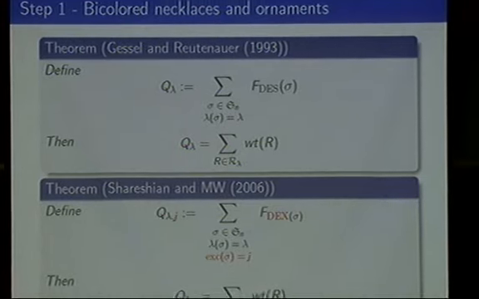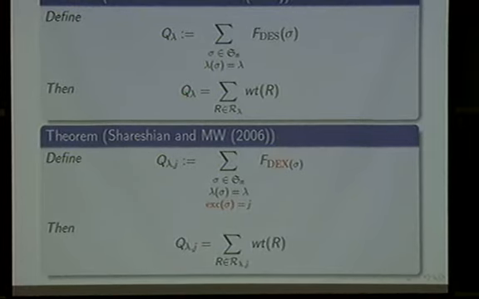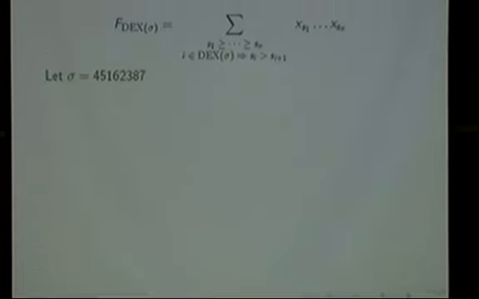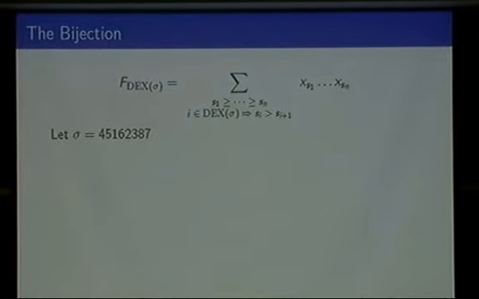So this is our bicolored version. So now we count, remember, according to the number of exceedances in the permutation. Here we have the dex set, and here we're counting ornaments with j red letters, and we're saying these two are equal. So let me give the bijection. It's a nice bijection that proves that those two expressions are equal.